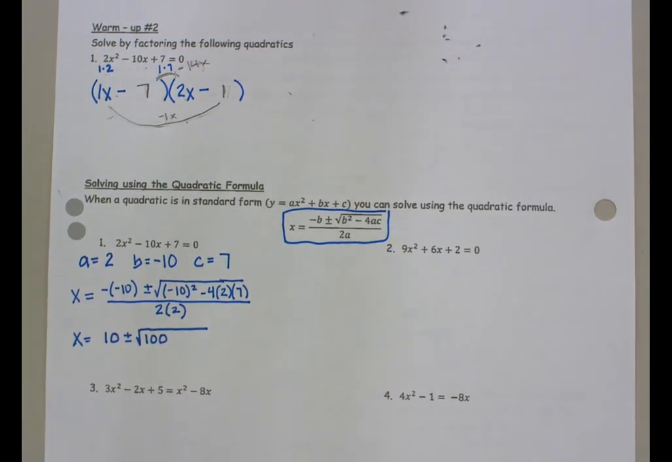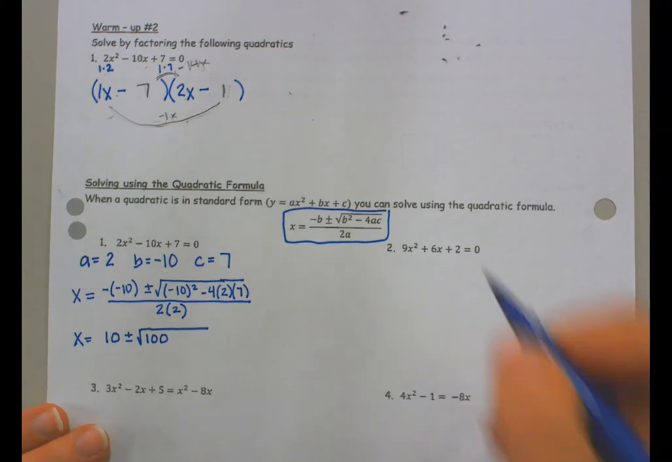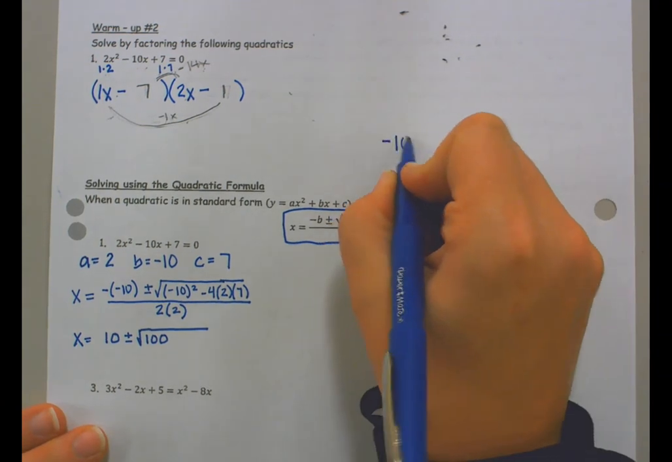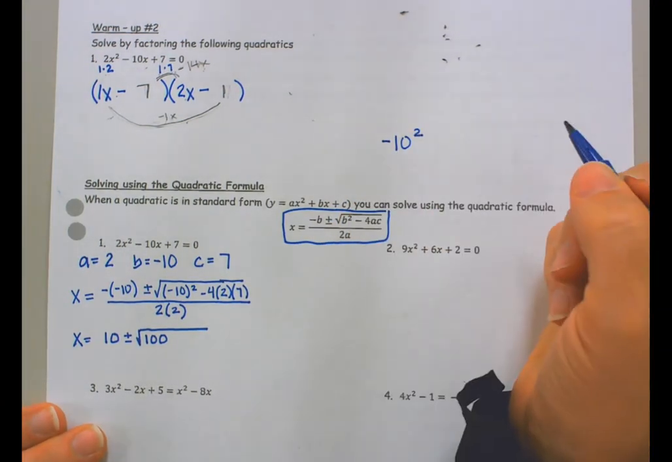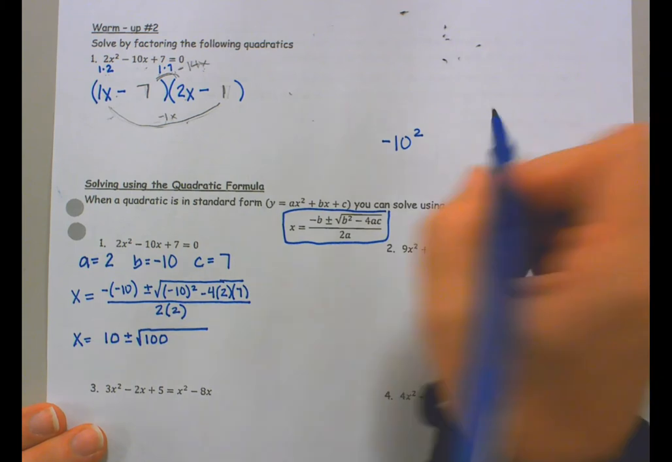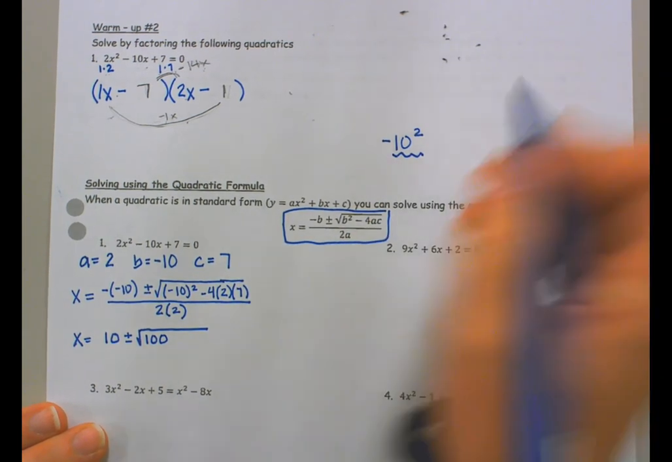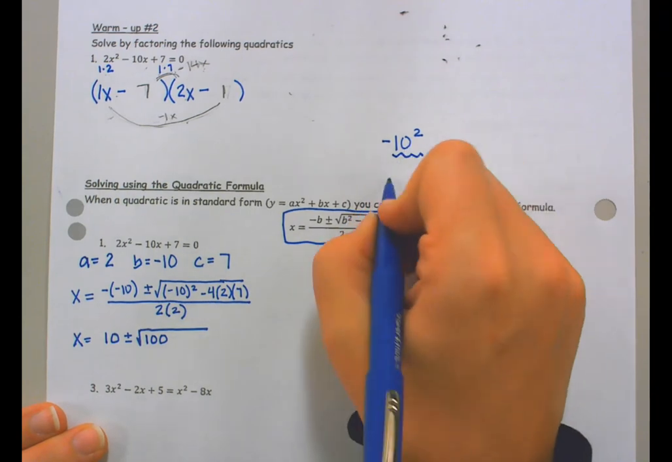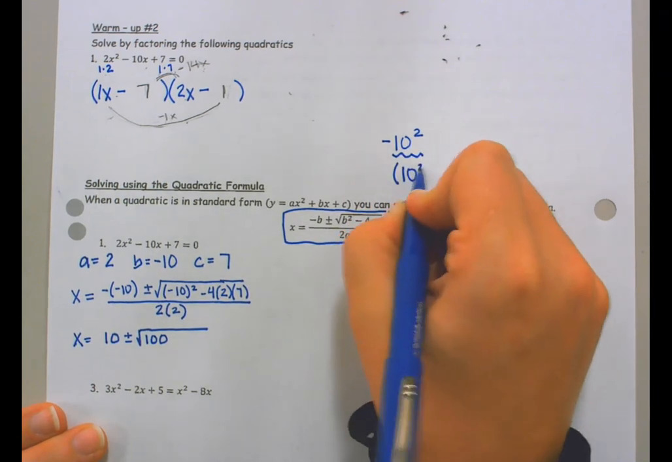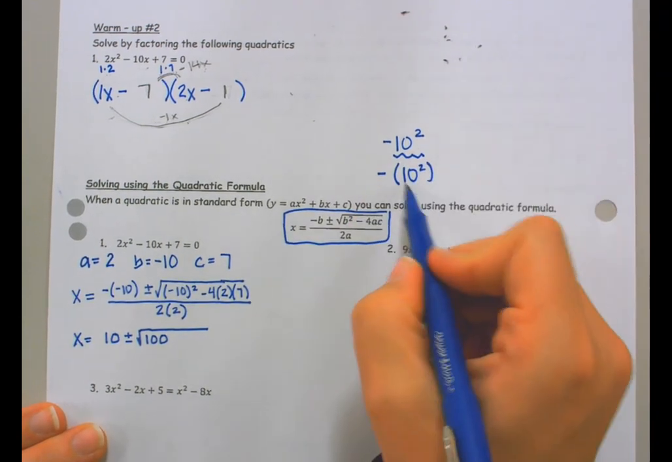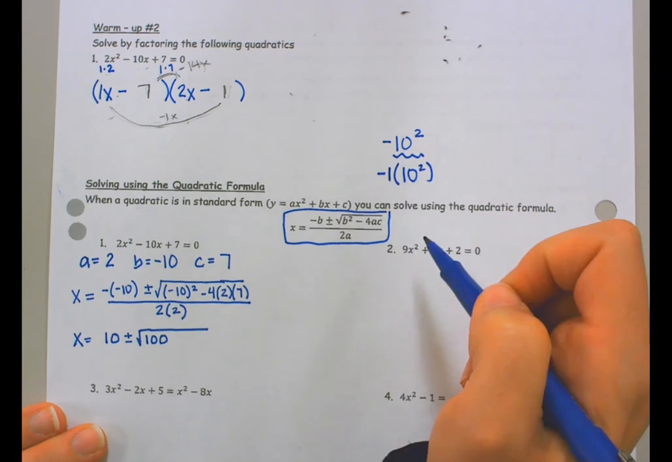We have to be careful. A lot of people make a mistake here about keeping this answer negative, and that is if in your calculator you do negative 10 squared, your calculator always follows order of operations. So it's going to do 10 squared first because exponents come before multiplication, and then it's going to multiply. It's going to do this in your calculator. So it's going to do 10 squared first and then multiply by negative 1.